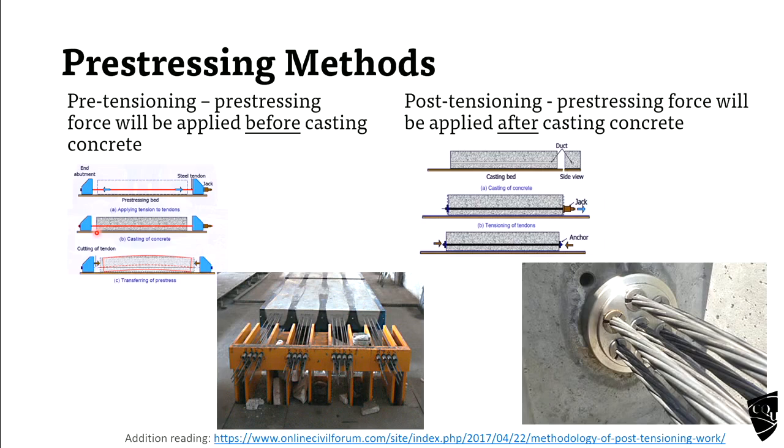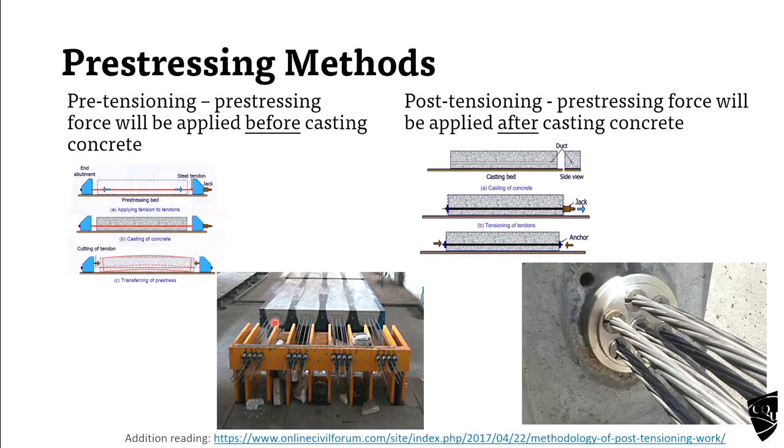This is the actual construction of this one. They stretch the steel, and in the middle mold they put the concrete, and after it hardens they will cut here. The steel tries to go back to the original position, but the concrete won't allow it, so the steel gives a compressive force to the concrete.